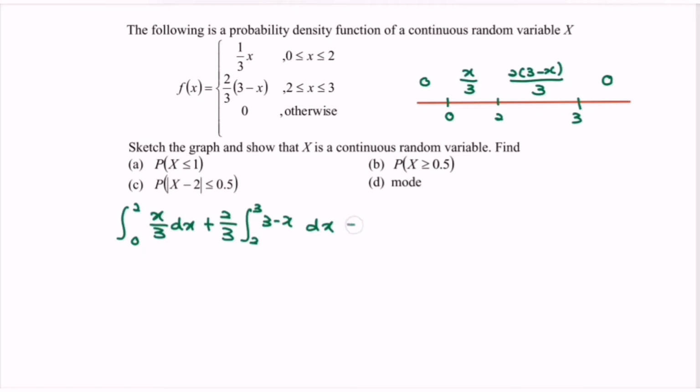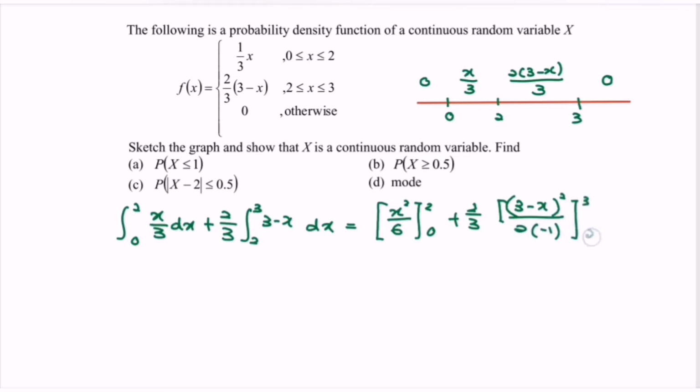So kindly integrate the situation where we have x squared over 6 with the limit 2 and 0, plus where we have 2 over 3 bracket 3 minus x to the power of 2 over 2 multiply with the negative 1 because we differentiate the internal function with the limit 3 and 2.